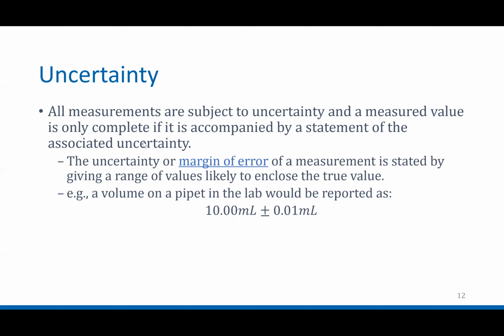In science terms, every measurement we make, whether it's using a ruler, or using a piece of glassware, like in the lab, we use a lot of beakers and pipettes and burettes. They all have an uncertainty to them. They're not perfect. Okay. And that's probably an easy way to explain uncertainty. It's not perfect.